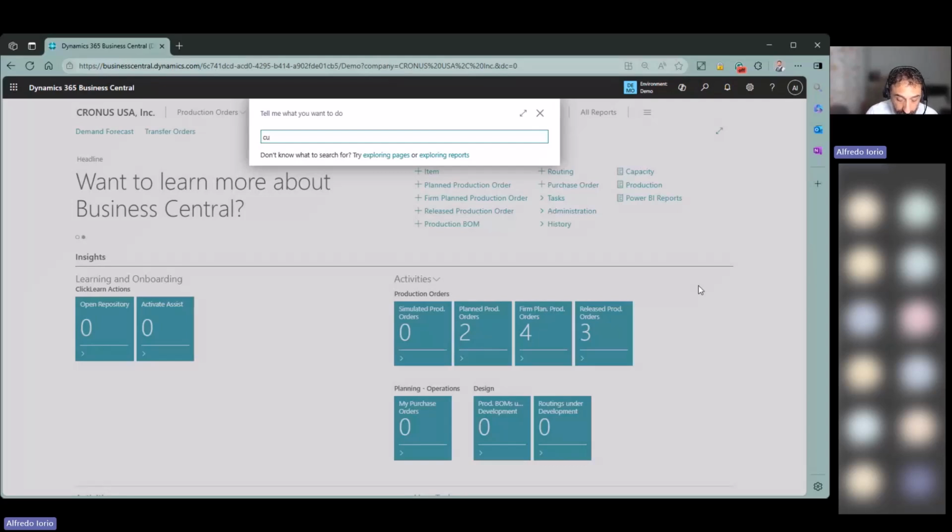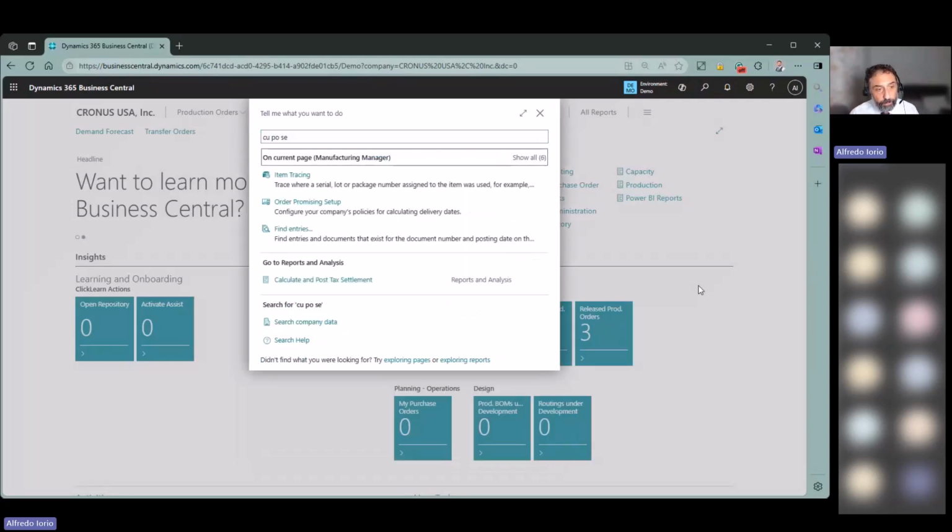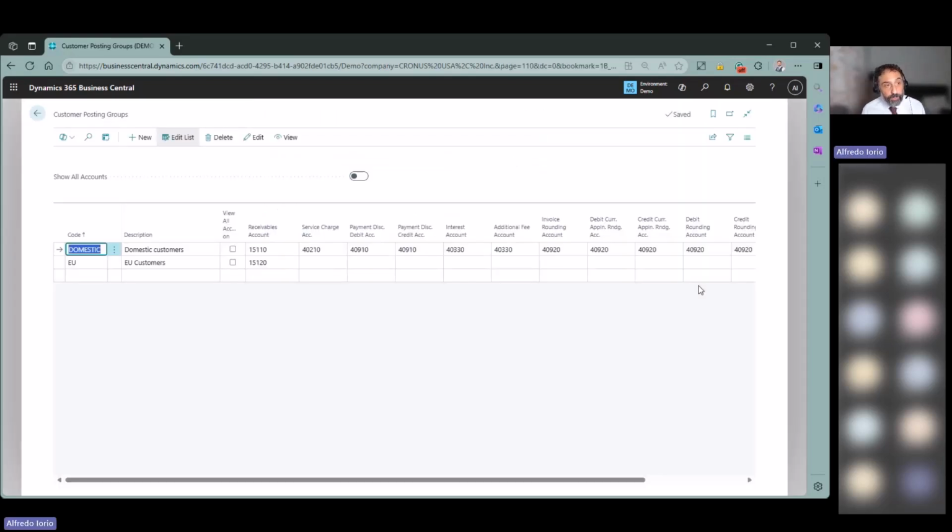Quickly, customer posting groups and vendor posting groups. Now we're talking about the specific posting groups. And here you can see an example that I just created before. And there we go. This is something which is extremely unlikely in my experience, extremely unlikely.